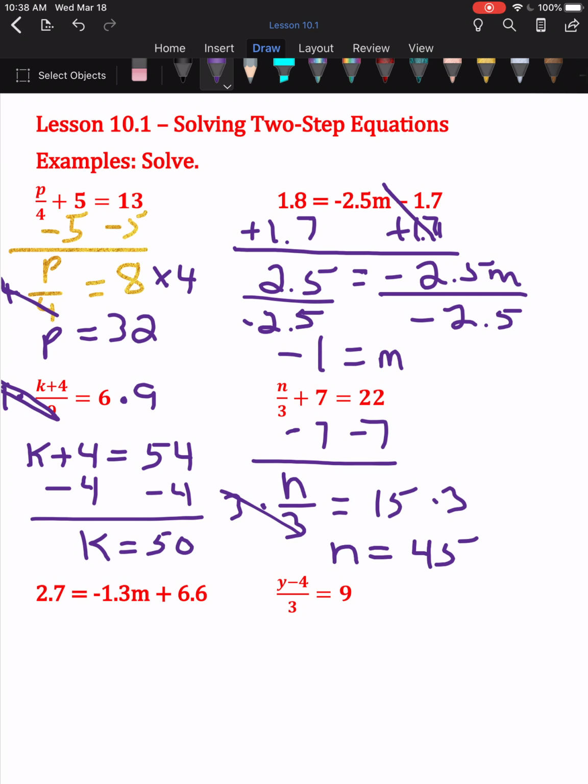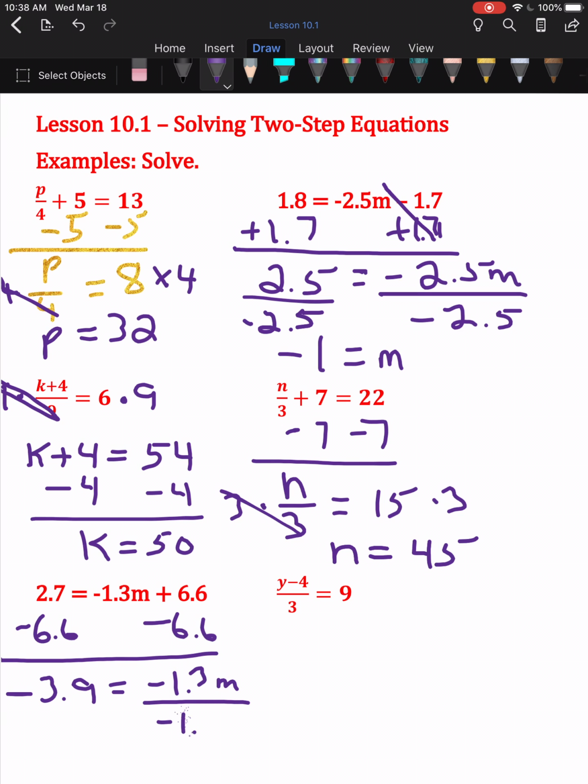I invite you to pause the video and attempt the last two problems. For the next to last problem, I'm going to subtract 6.6 from each side to start us off. And let's see, 6.6 take away 2.7. It's going to be negative, that's for sure. Let's see, 4.6, how about 3.9? Negative 3.9 equals negative 1.3m. I will divide both sides by negative 1.3. Negative divided by a negative is positive. 3.9 divided by 1.3 is just 3. So 3 equals m.